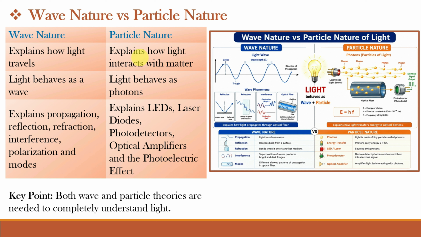On the other hand, particle nature explains how light interacts with matter. Particle nature tells us how light is generated, detected and transfers energy. It tells us that light consists of tiny particles called photons. This theory helps us understand the working of LEDs, laser diodes, photodetectors, optical amplifiers and photoelectric effects. So both the theories are equally important.